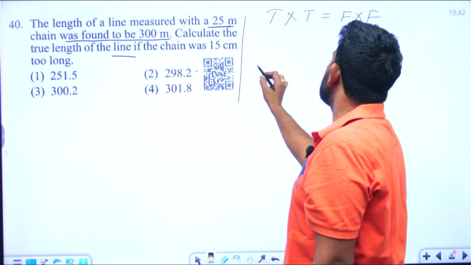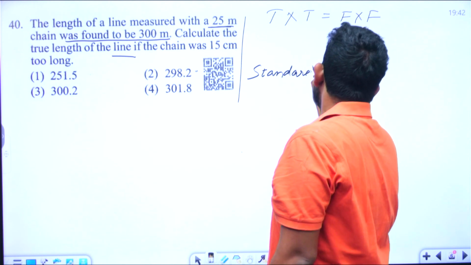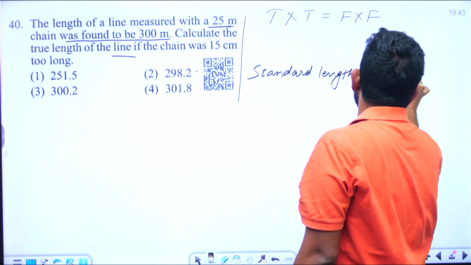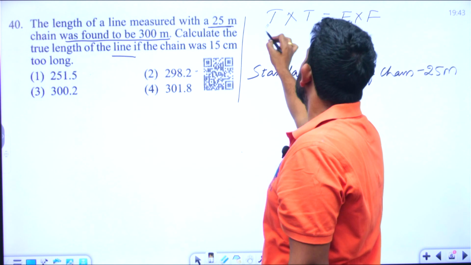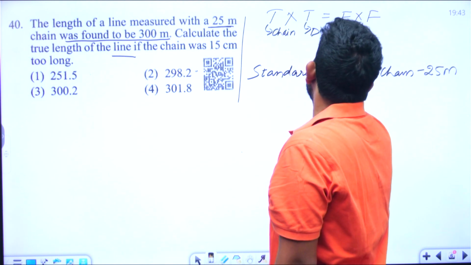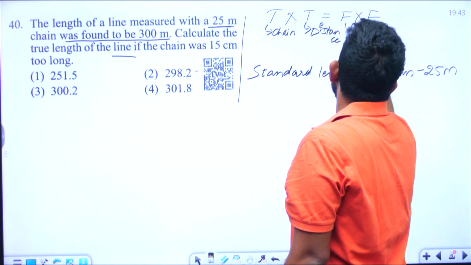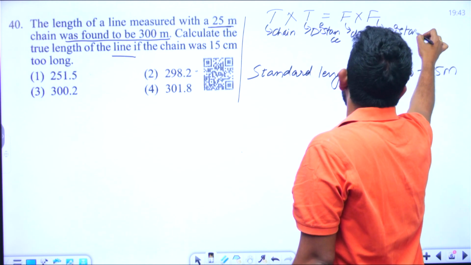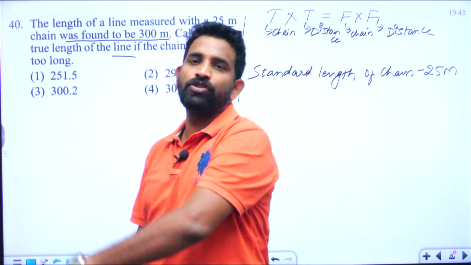Now the point is, the chain that you have used, that means the standard length of the chain, that is the true length of the chain. The standard length of the chain is given as 25 meters. Fine, 25 meters length was given. So one true is for the chain, one true is for the distance that they have measured. One false for the chain, one false for the distance that they have measured. We can use a simple relation to find any unknown value from these errors of the chain surveying.